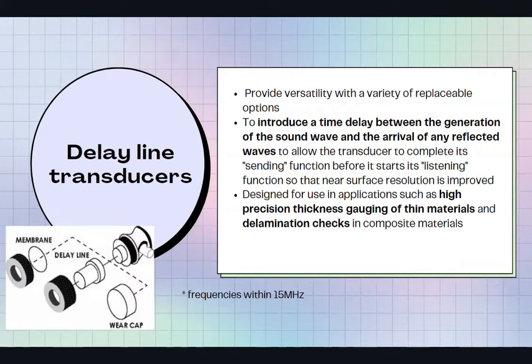And the last one is delay line transducers. This can introduce a time delay between the generation of the sound wave and the arrival of any reflected wave, to allow the transducer to complete its sending function before it starts its listening function, so that near surface resolution is improved. It is designed for high precision thickness gauging of thin materials and delamination checks in composite materials. That will be all for my part.